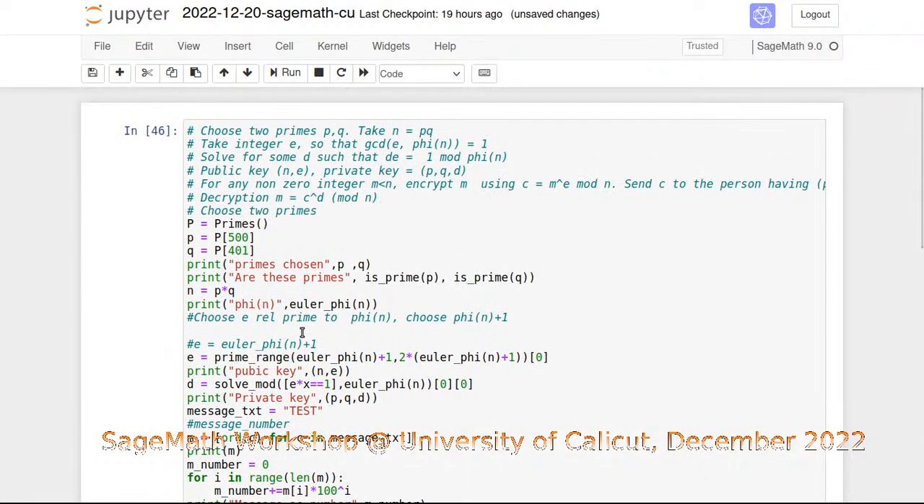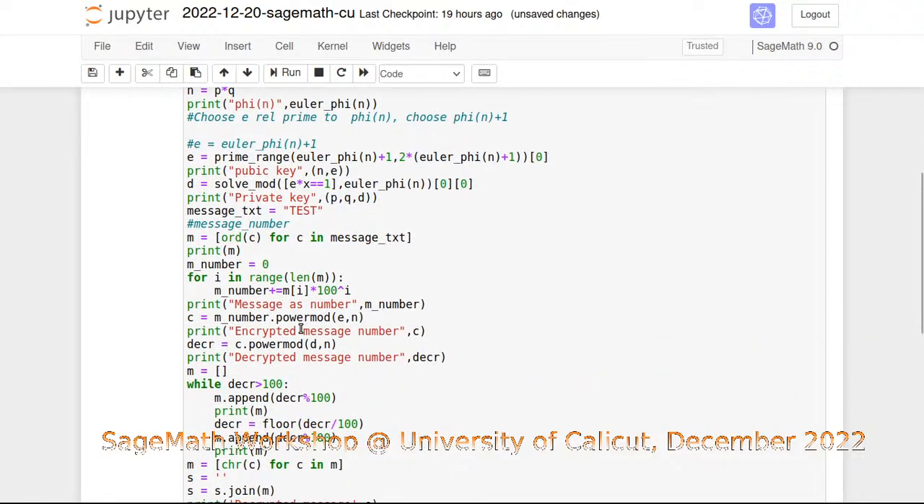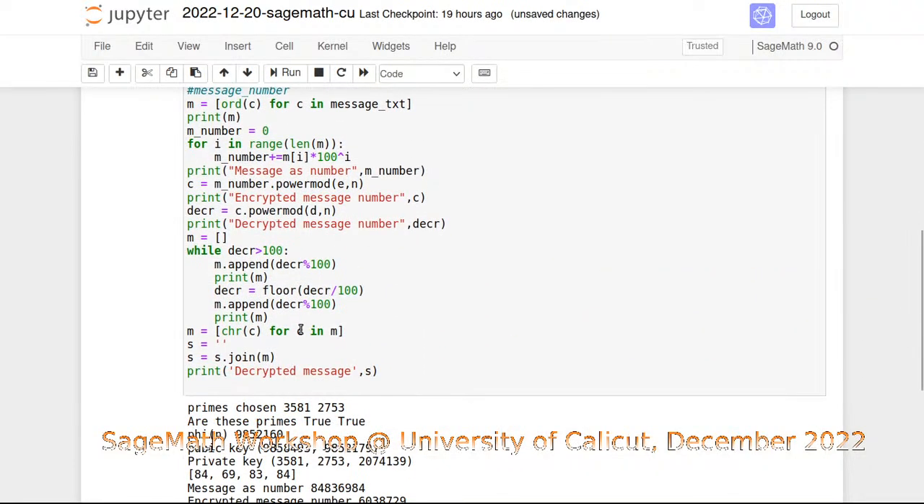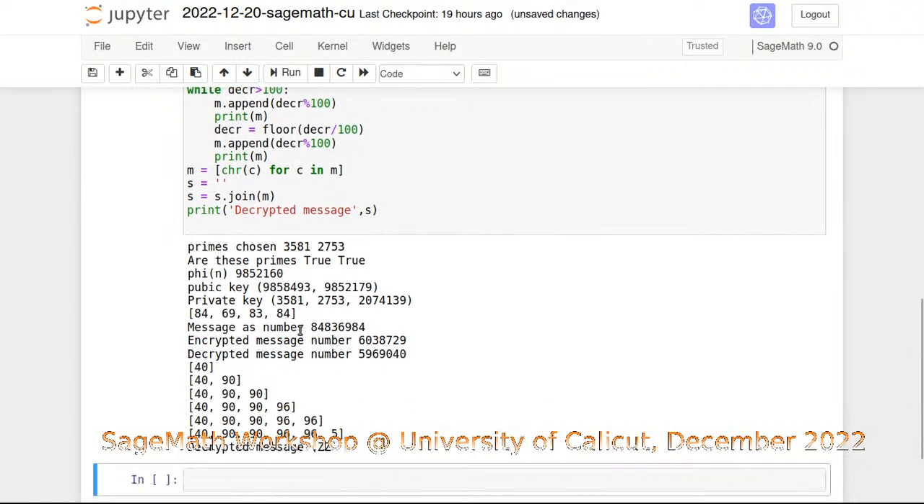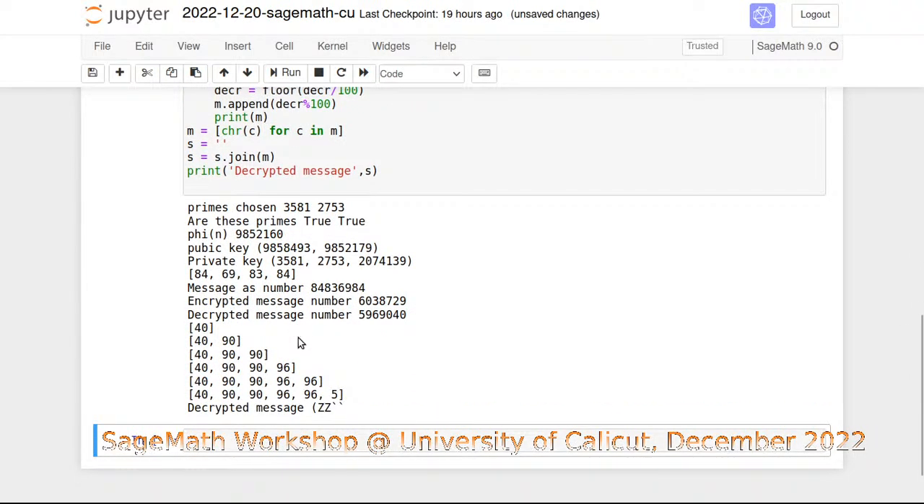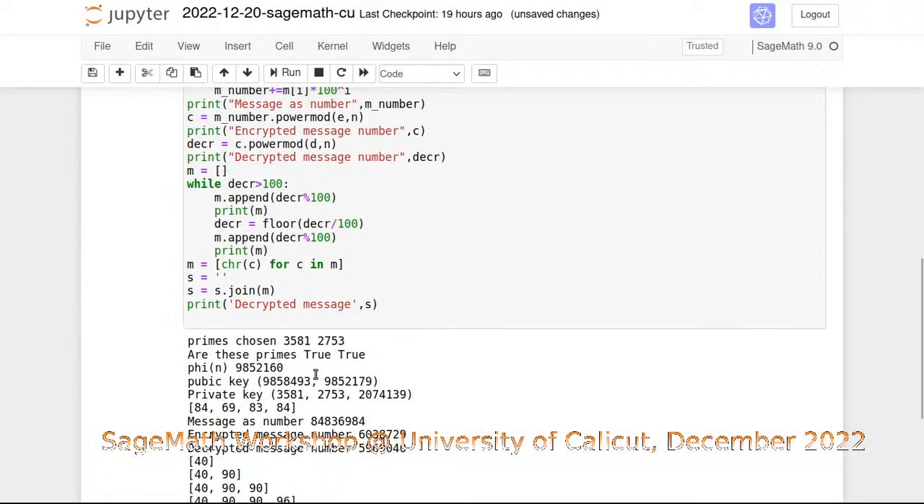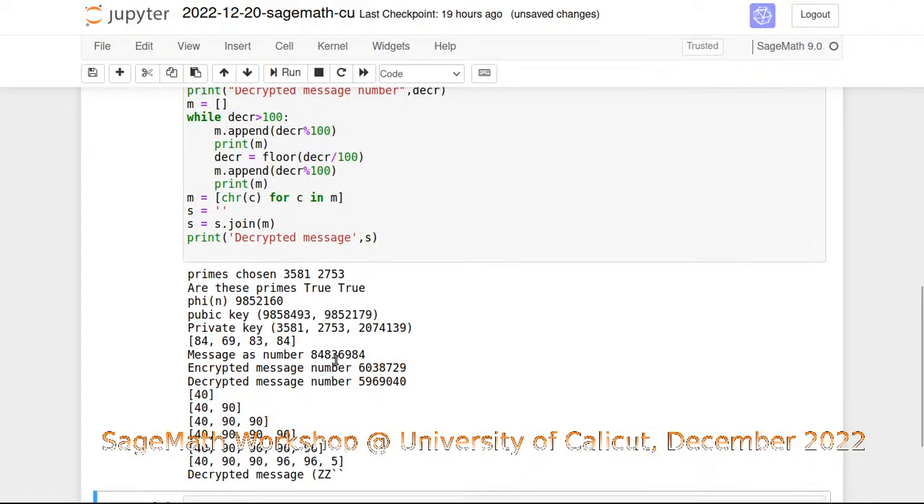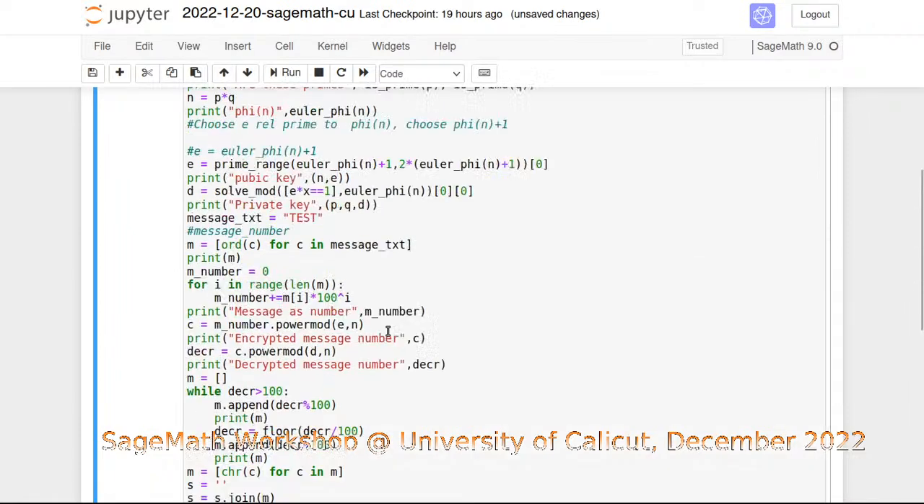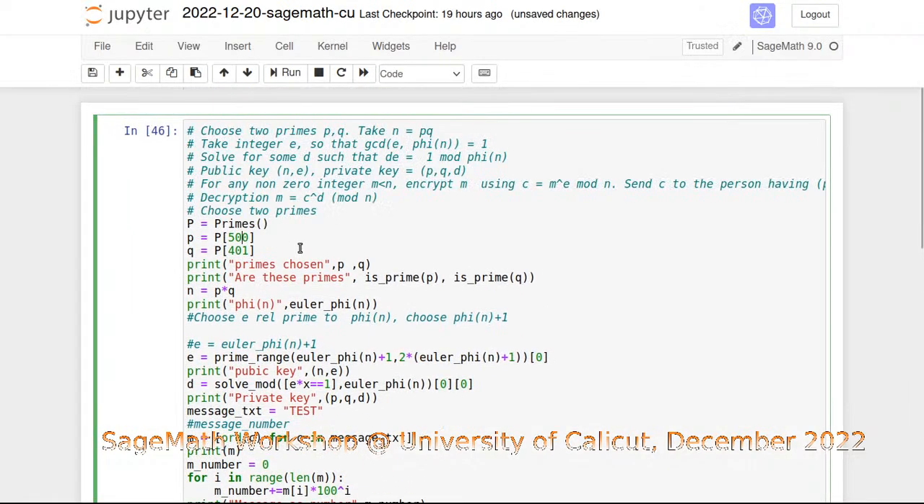So what is the condition that we require? M must be less than n, right? M must be less than n. Is the condition satisfied? What is M? Oh, I think M is larger than n. That's why we are not getting it correctly. The decrypted message number is 83 this, and n is this. So we need something still larger.